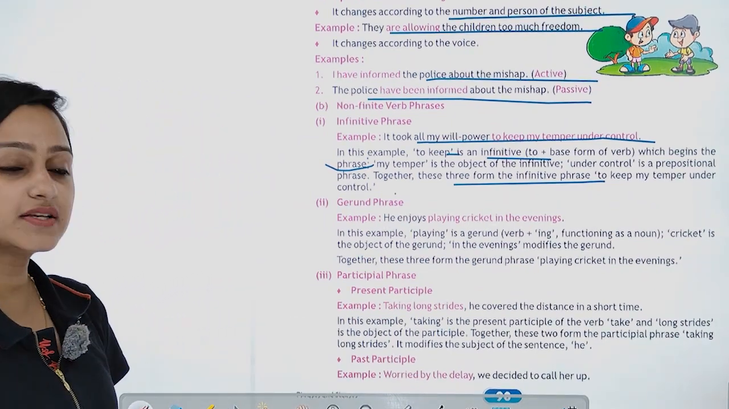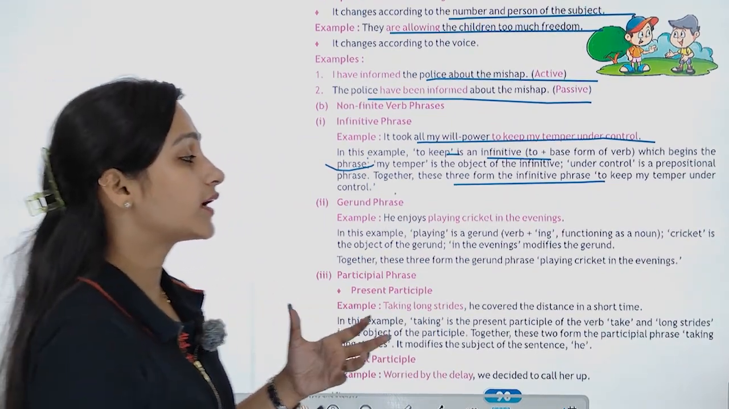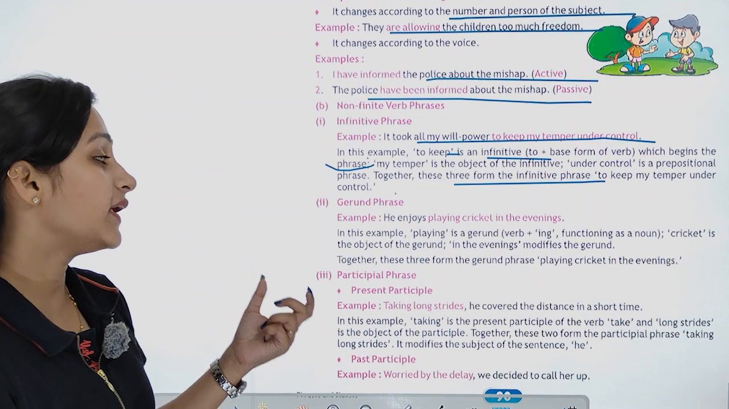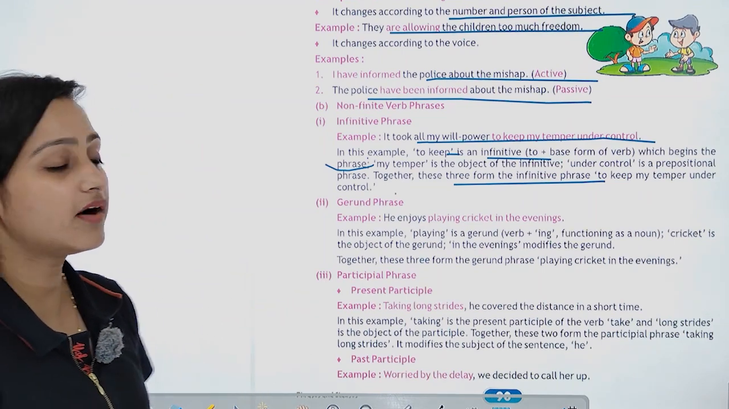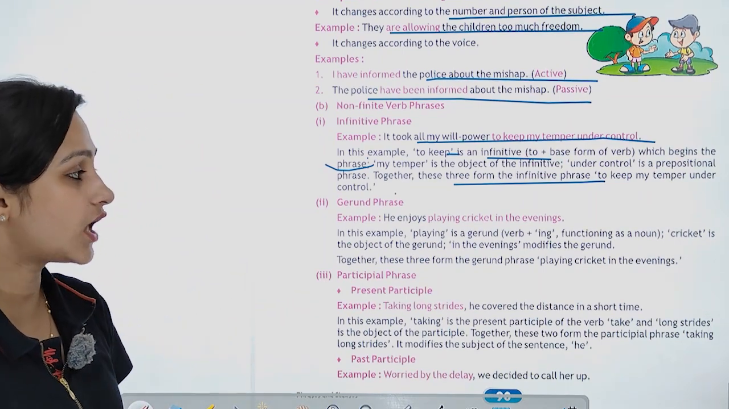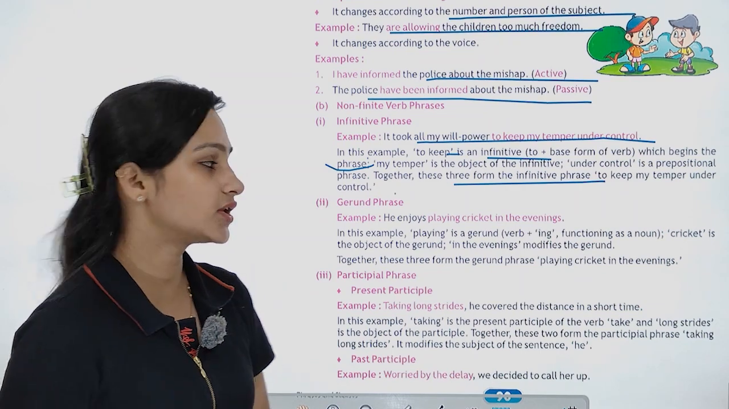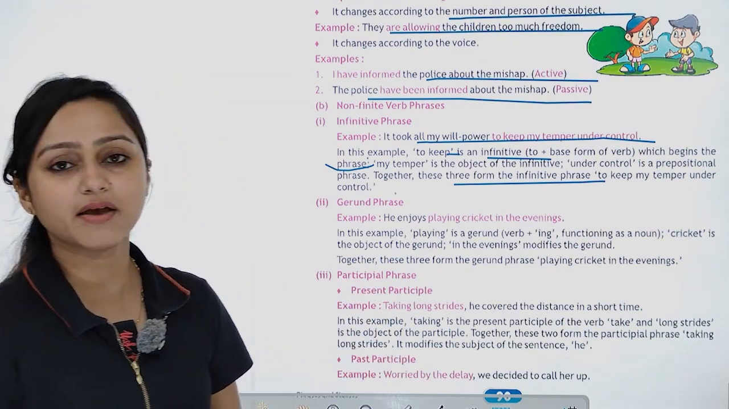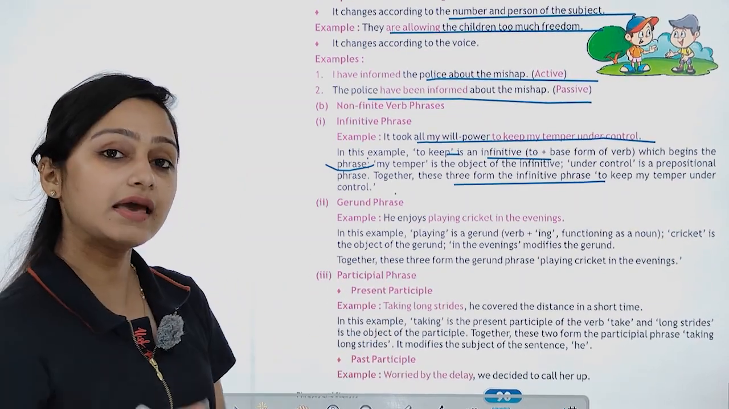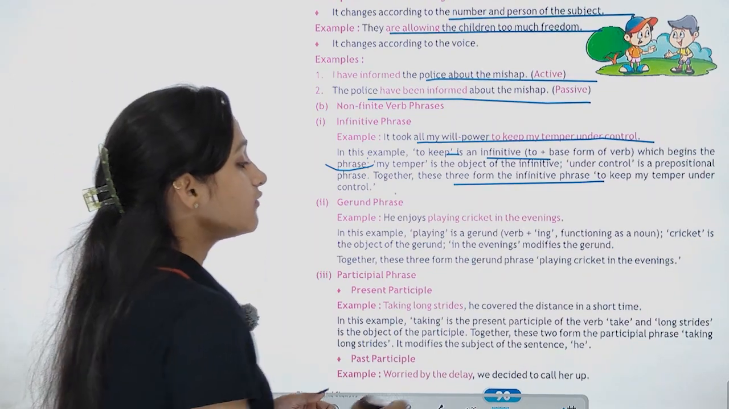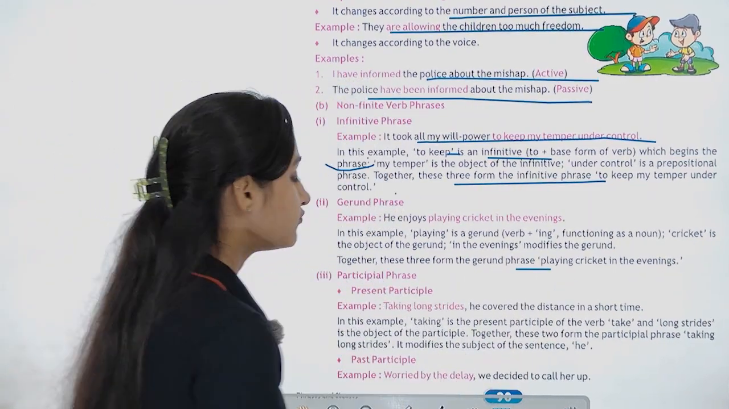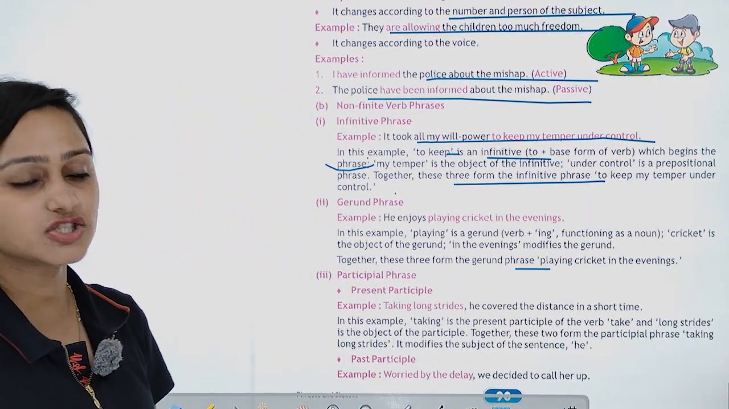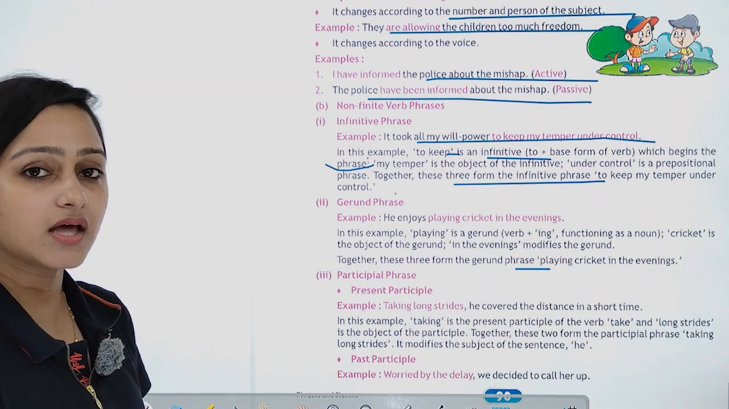So gerund phrase क्या होता है? He enjoys playing cricket in the evening. So playing क्या हो गया आपका? Gerund हो गया. Verb plus ing form आ गया. Functioning as a noun. क्रिकेट क्या है आपका, object है playing का, और evening क्या आपका modify कर रहा है playing को कि in the evening. So together these three form the gerund phrase. क्या बना रहे हैं? Gerund phrase बना रहा है: playing cricket in the evening.